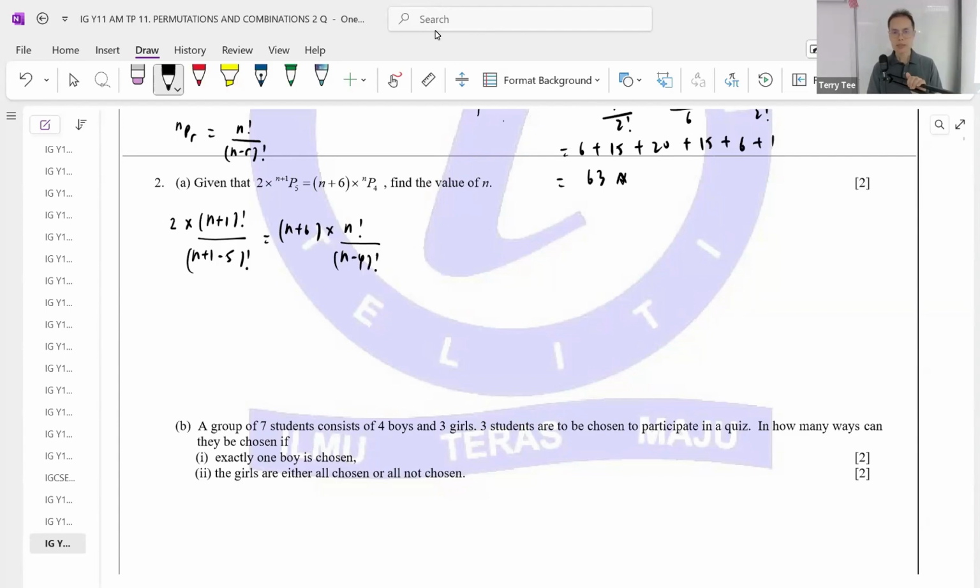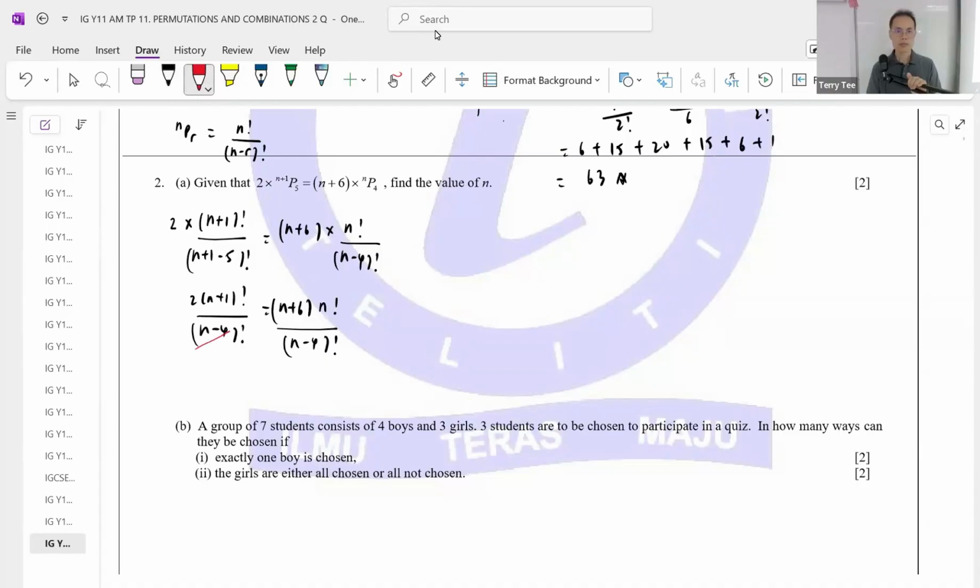So the good news is you can cancel the n plus 1 minus 4, because n plus 1 minus 5 is basically n minus 4. I do a bit slower here. This is n plus 6 followed by n factorial, right? Then you divide by n minus 4 factorial. So I just do a little bit slower here.